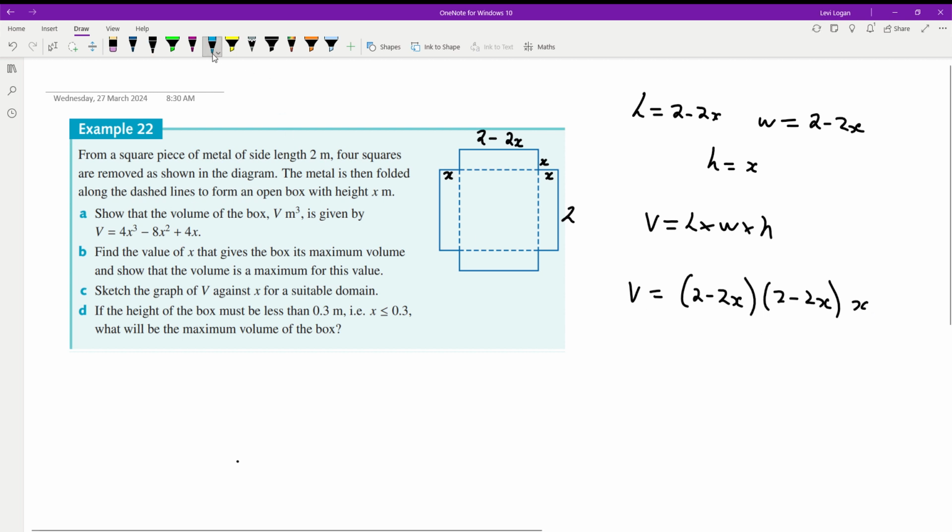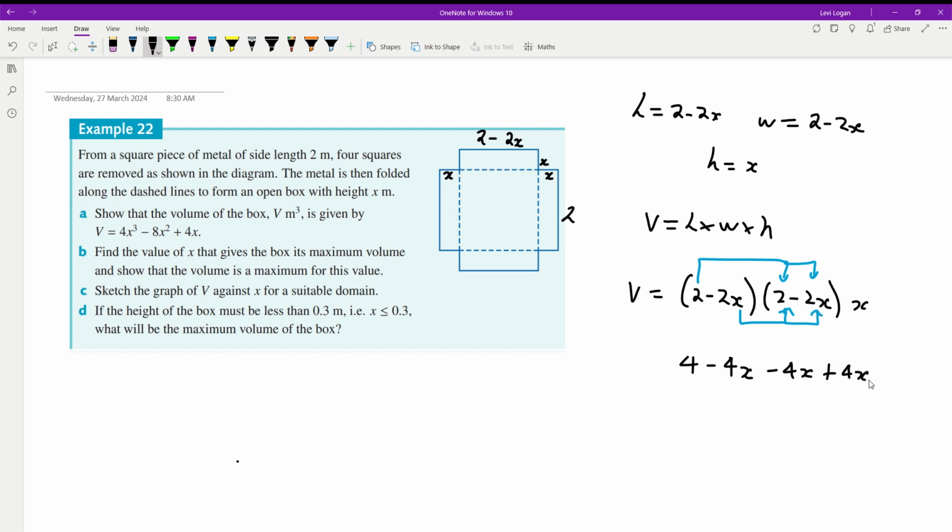So all we've got to do is pretty much expand this expression here. So multiply this to that, this to that, this to that. And we'll just leave the x for now. So you're going to get 2 times by 2, which is 4. 2 times by minus 2x, so you're going to get minus 4x. And then you get the same thing here, so you get minus 4x here. Then you have minus 2x times by minus 2x, so you're going to get positive 4x squared times by x.